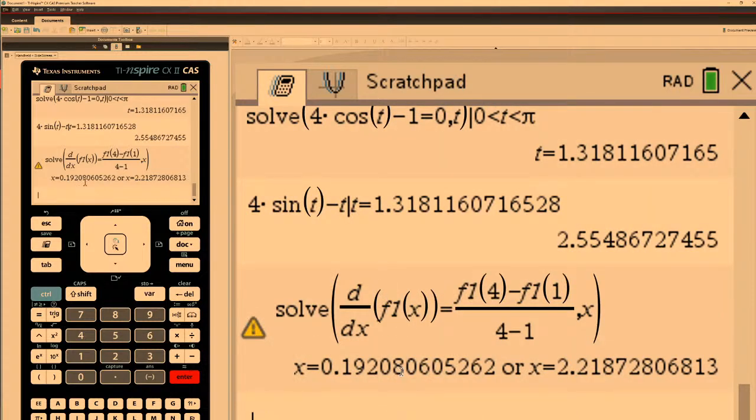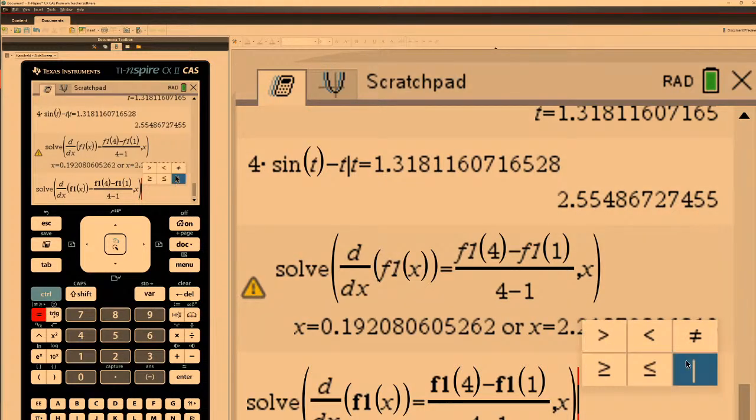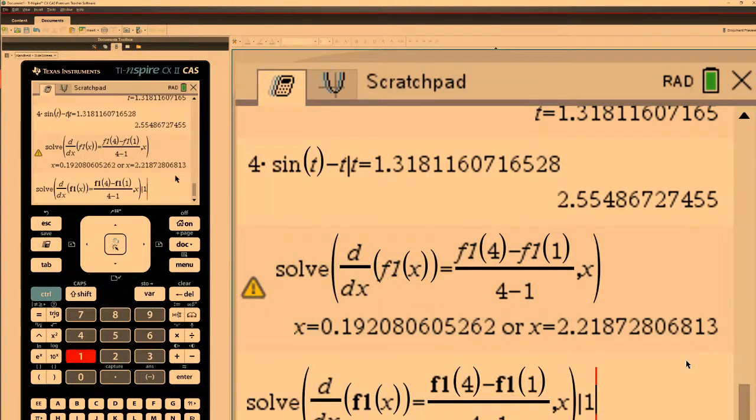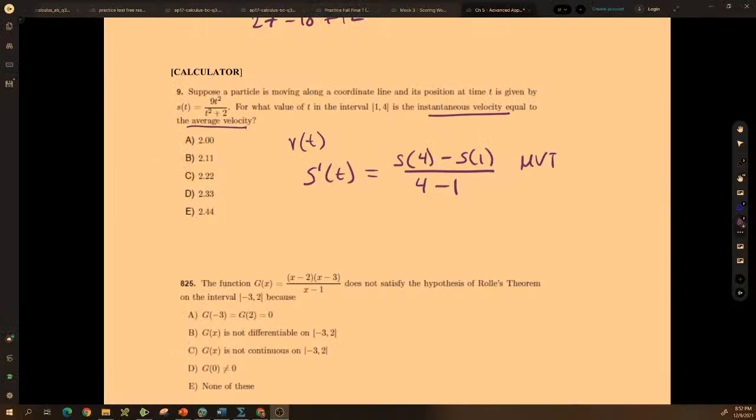And I get 0.192 or 2.2. And I have two answers. I'm like, wait, why do I have two answers? It's because I didn't put in the interval, and they only wanted answers that were between 1 and 4. So I could add that 1 less than x less than 4, or I could have just figured it out on my own, right? And I get 2.22 immediately. So to me, that's the absolute fastest way to do this question.